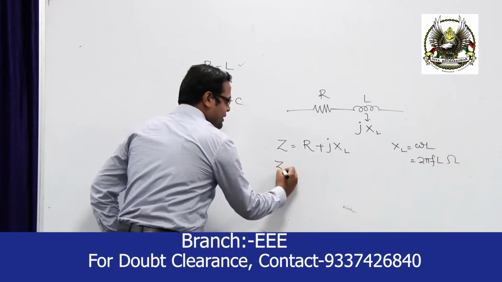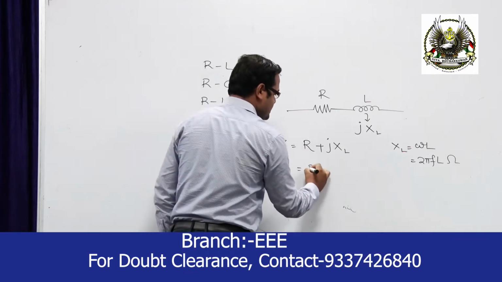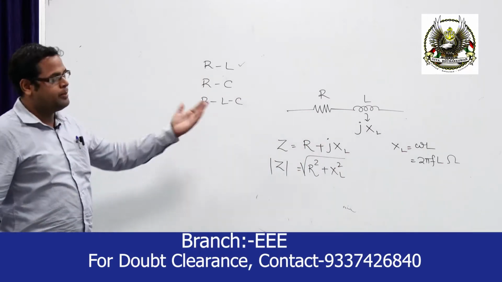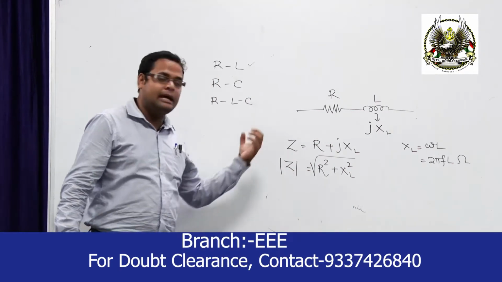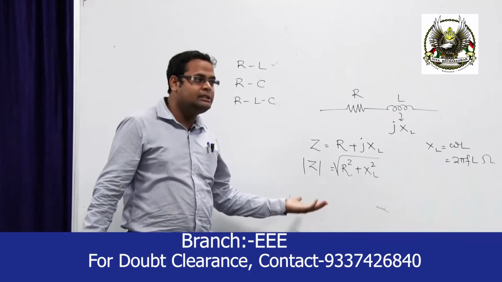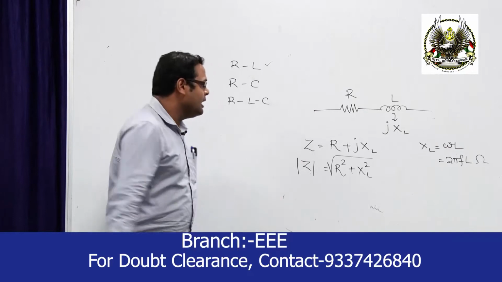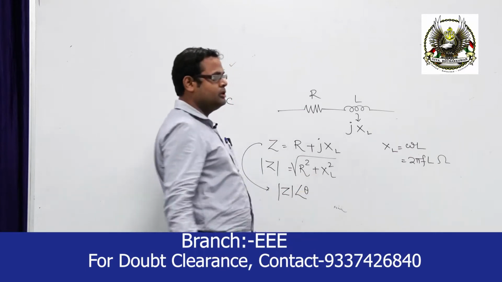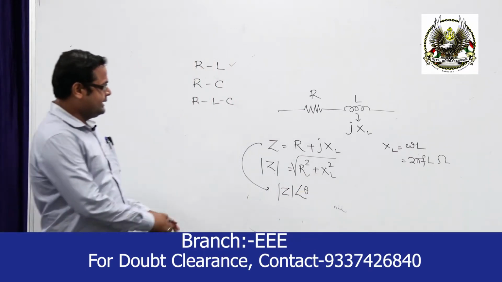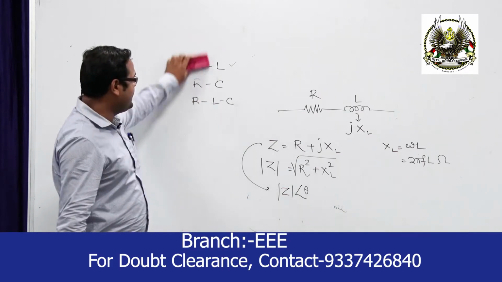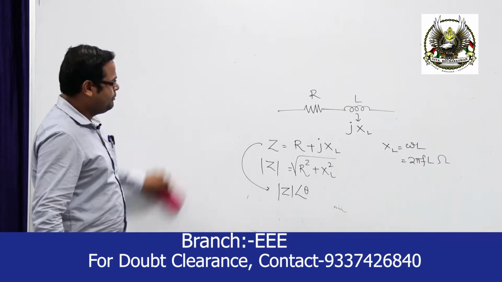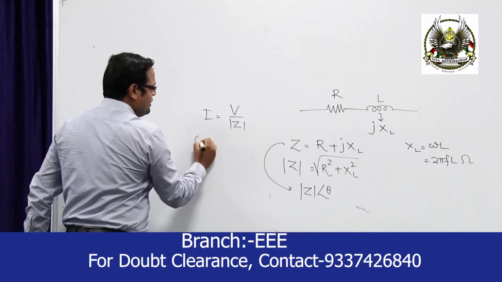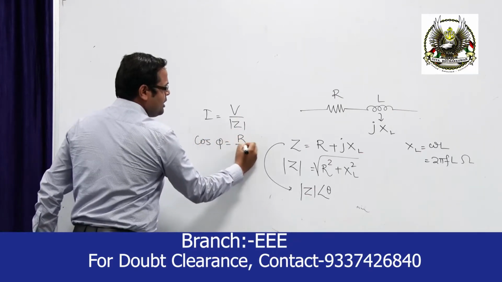When you are going to find the magnitude of this, it is equal to square root of R square plus XL square. When you are going to find the angle, you know from complex algebra tan inverse B by A, you can use your calculator or manually also you can find the angle, and you can represent this in the format mod Z angle theta or mod Z angle phi. Next, the formula for finding current remains the same: the magnitude of current I is equal to V by mod Z, and power factor cos phi is equal to R by mod Z.